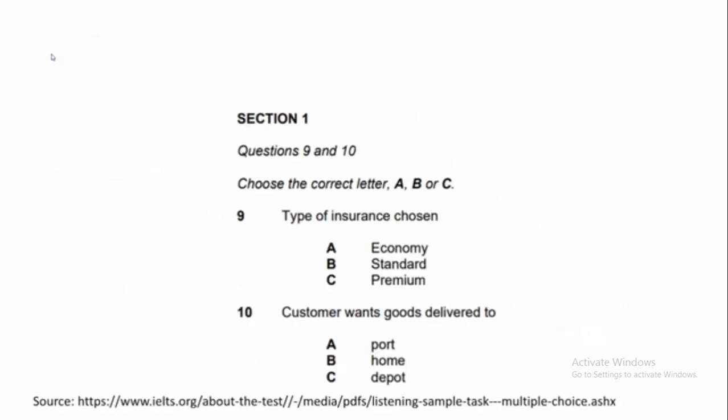So here I've taken this from the official IELTS website. Here's a typical multiple choice question. Choose the correct letter. The type of insurance is economy, standard, premium. Customer wants goods delivered to Port Home Depot. Many of you maybe have done this question before. So what I'm going to do is show you this question and then show you how I would help a student with this question.